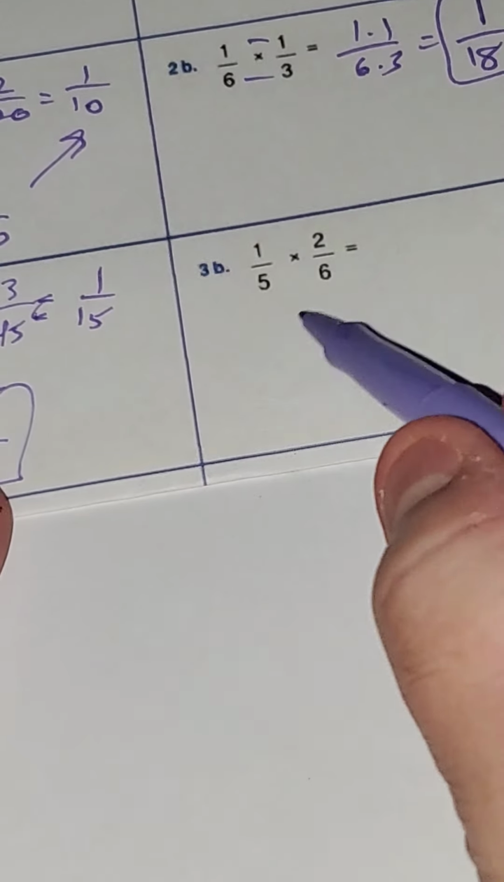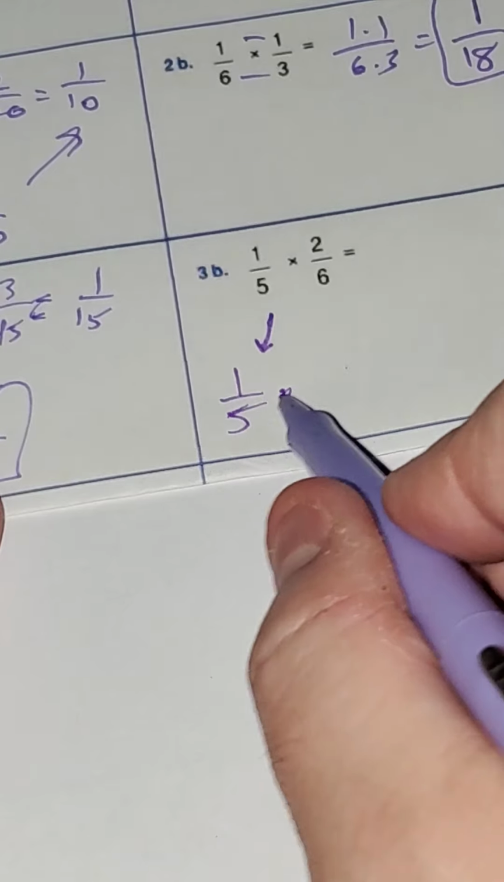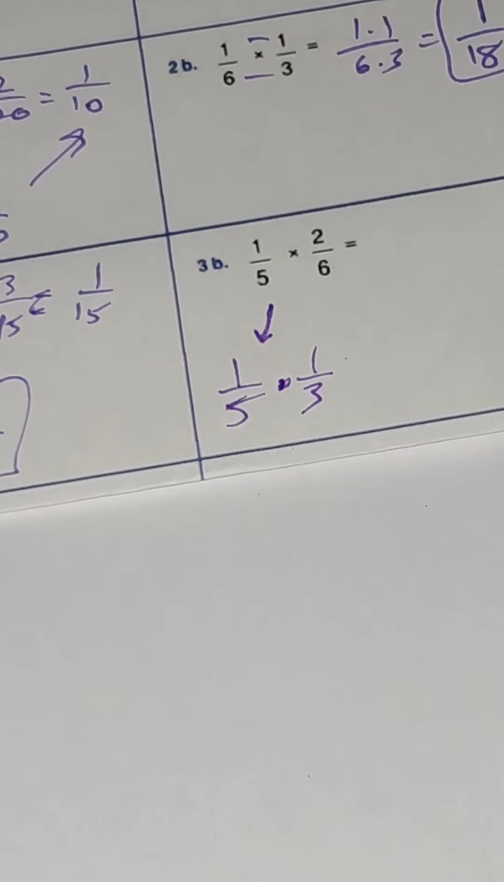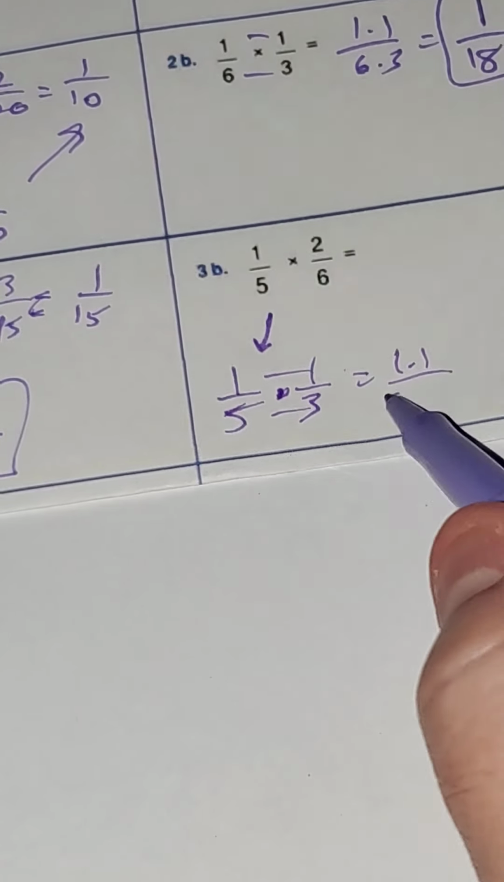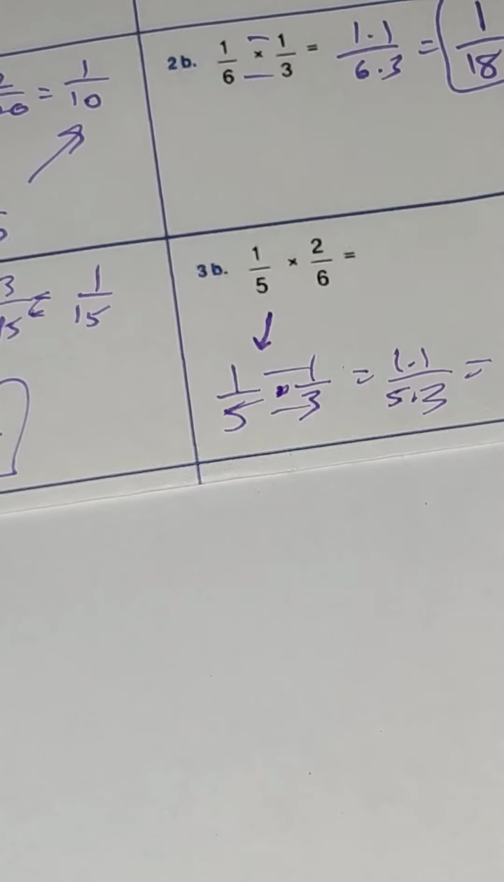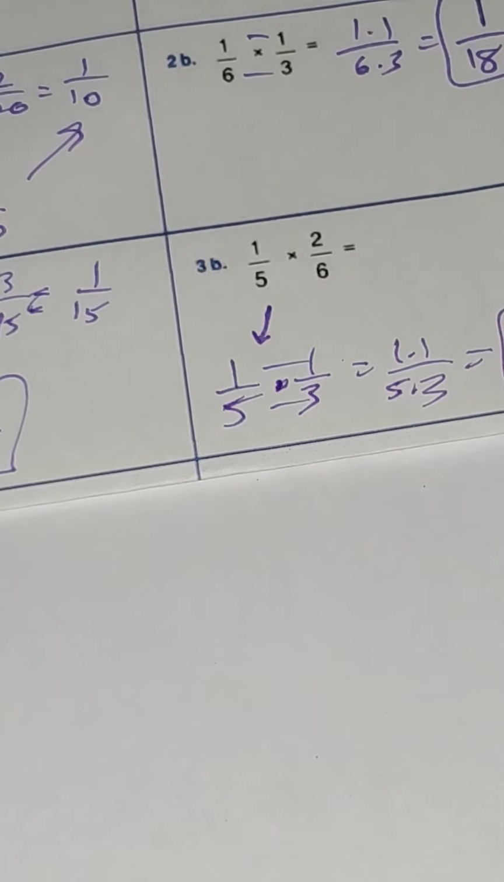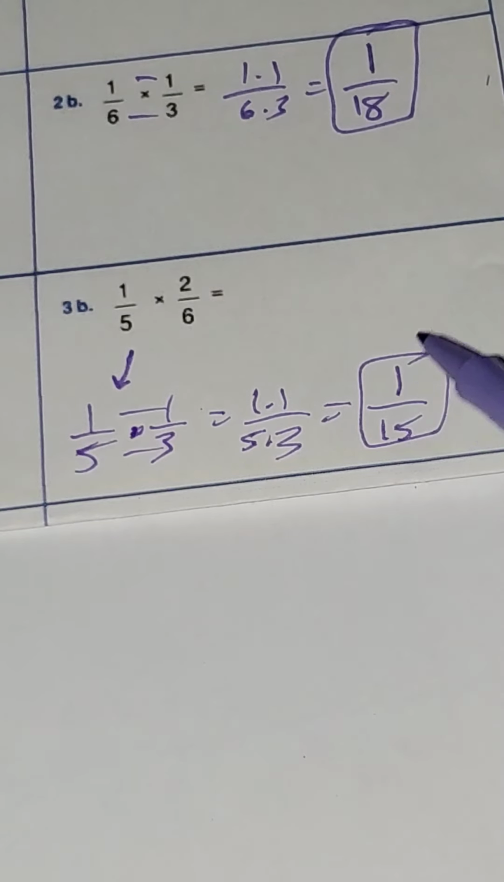Back over here, if you're the kind that likes to reduce first, you get 1/5 times 2 over 6, which is the same as 1 over 3. Okay, and we get 1 times 1 on top and 5 times 3 on bottom. 1 times 1 is 1, 5 times 3 is 15. And look, again, even though it's a different set of numbers, we wind up with 1 over 15 as the final answer.